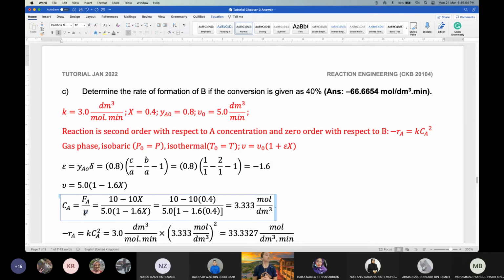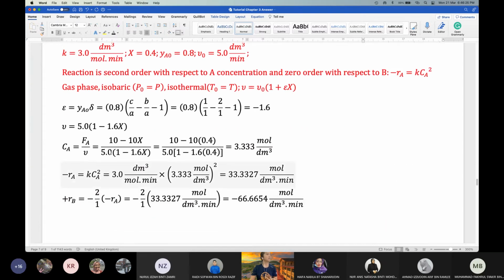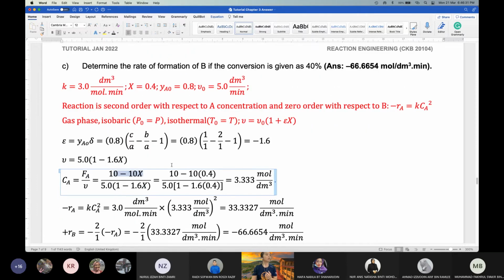Okay, how to find it? Let's do the top part first. FA first. FA is the same. We look at the table for what FA we need. When you do the table, you will know how much your FA is. You will derive it, you will get your FA. For example, in this question, the FA is 10 minus 10x. So I simply substitute my FA with 10 minus 10x, and I substitute my x with 0.4. So the FA part has no difference, it is the same because we take it from the table.